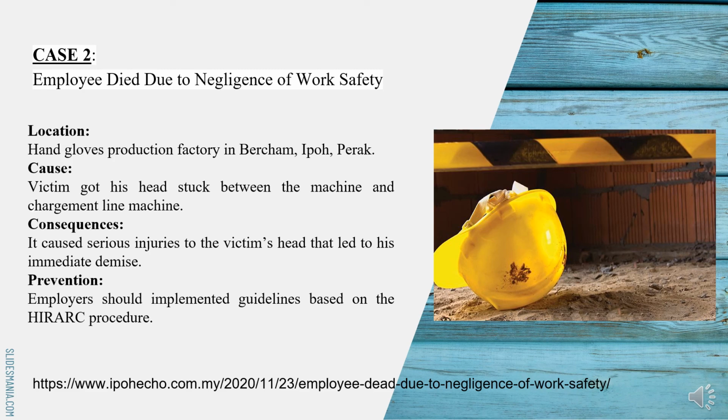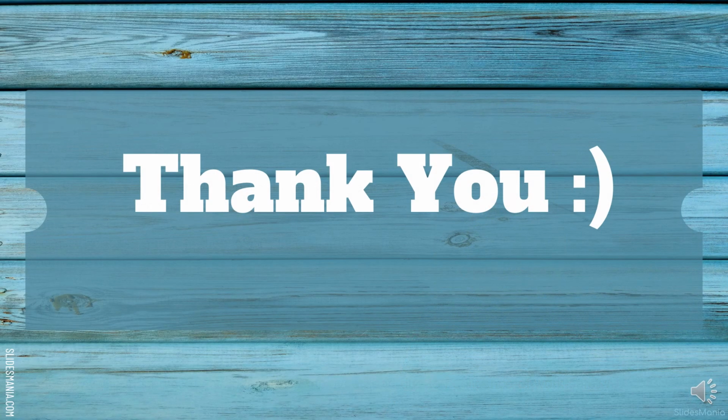Following the incident, a team of investigative officers was sent to the location. A prohibition notice was also issued for a failure in providing a secure working system for the production line. Incidents like this could have been prevented if employers implemented guidelines based on the hazard identification, risk assessment, and risk control procedure. That's all. Thank you.